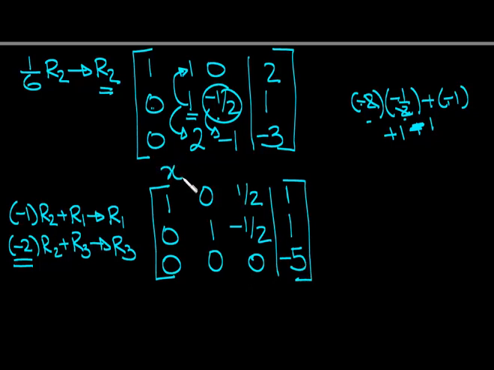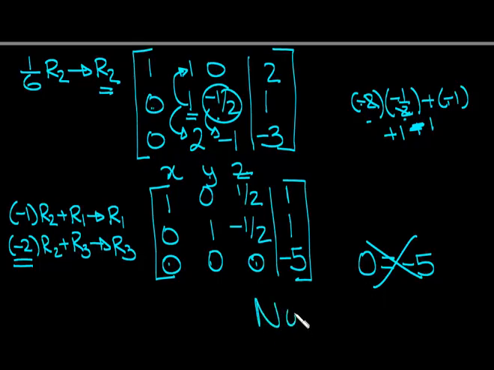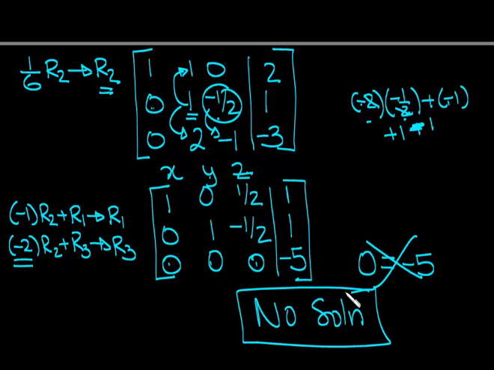Let's take a look at what we have so far, since we cannot make that a 1 because of the 0. I have 0x, 0y, 0z. So on the left I have 0. The vertical line stands for equal to negative 5. Is 0 equal to negative 5? No. So that tells me that this problem has no solution. Okay, so this problem has no solution, right?